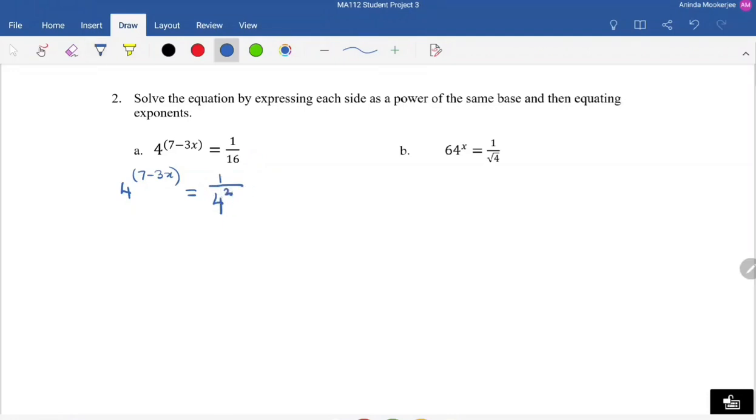However, the 4 squared is in the denominator. In the next step, we will try to bring the 4 squared over to the numerator so that it's at the same level as 4 raised to the power 7 minus 3x. In order to do that, we are going to use the rule of negative exponents that we had learned before.